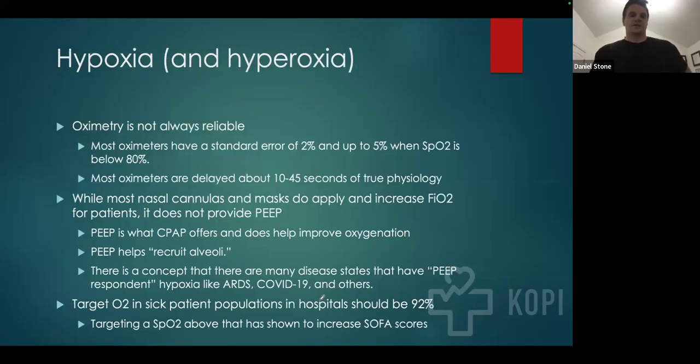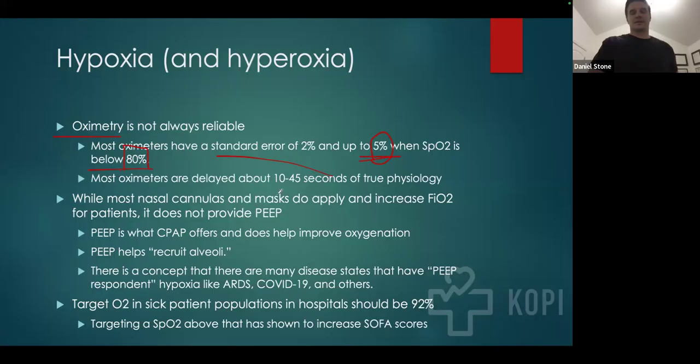But the first part of actually recognizing why it's important is to recognize the condition when it occurs. Just a quick moment on hypoxia. Some things that may be obvious and may be known. Oximetry is not always completely reliable. There's a standard error within an oximeter of about 2%. They become less reliable when you start dealing with more severe forms of hypoxia. The number is essentially unreliable once it's below 60, and once they're below 80, the standard error can even be as high as 5.